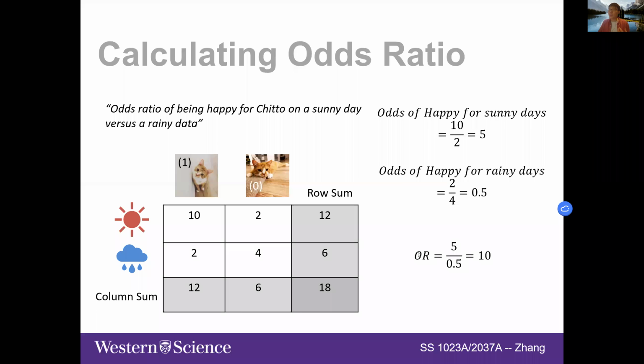So finally, the odds ratio is computed by the ratio of the odds, which is 5 divided by 0.5, which gives 10 over here. Any questions on computing the odds ratio?